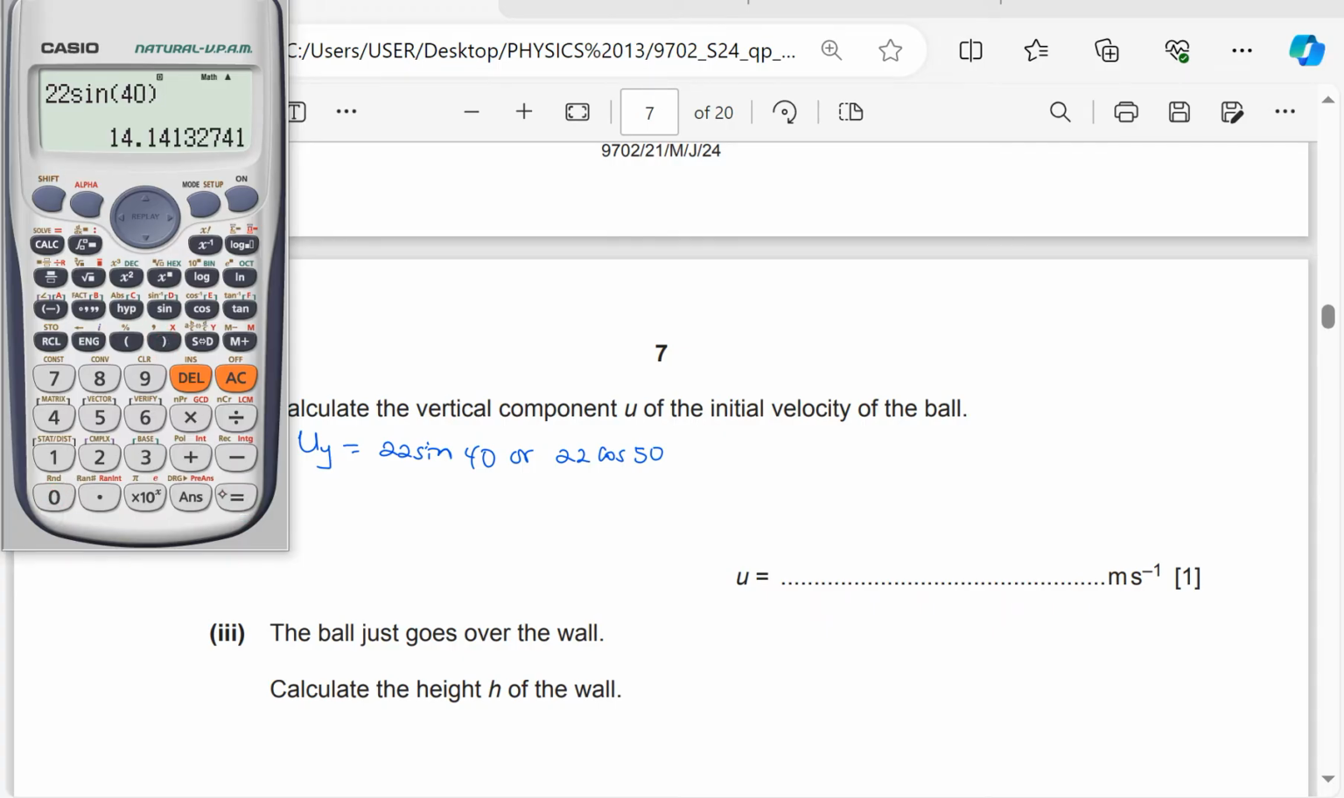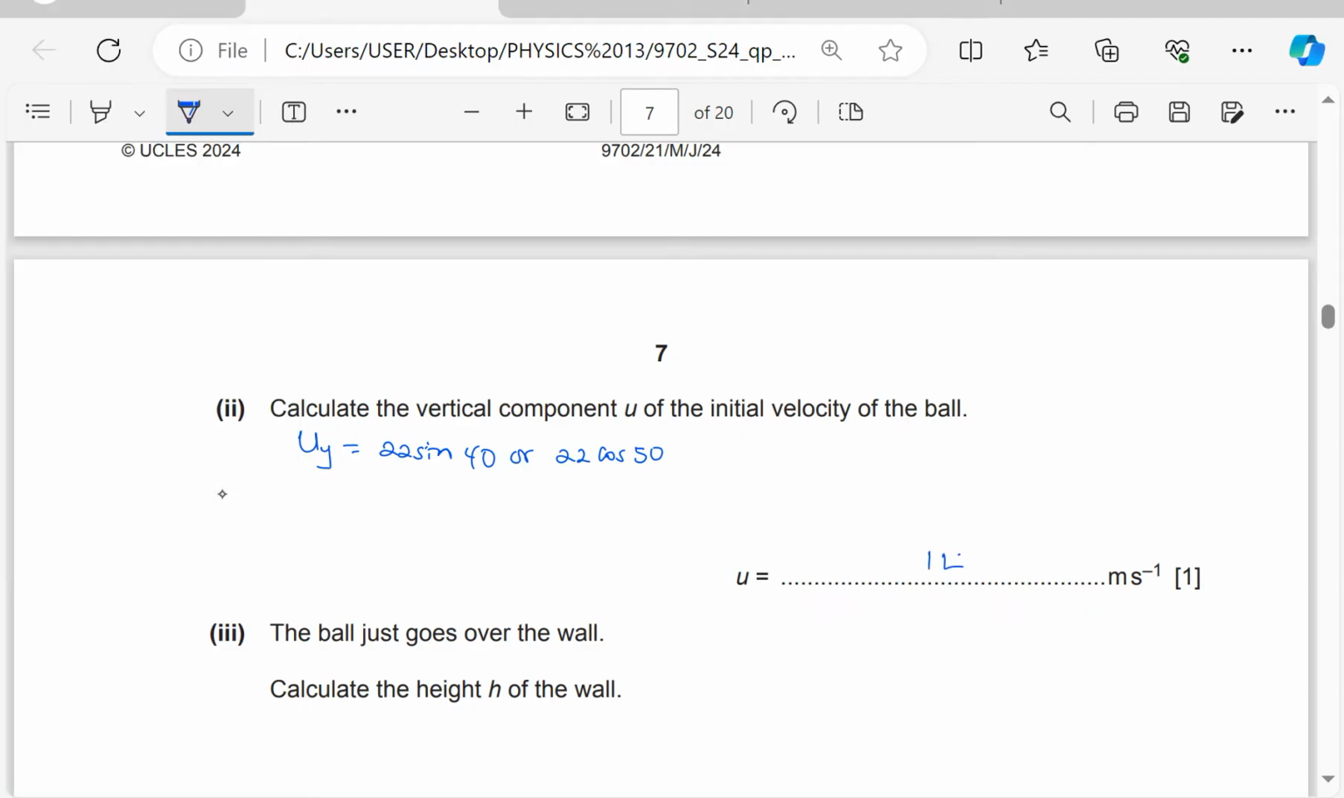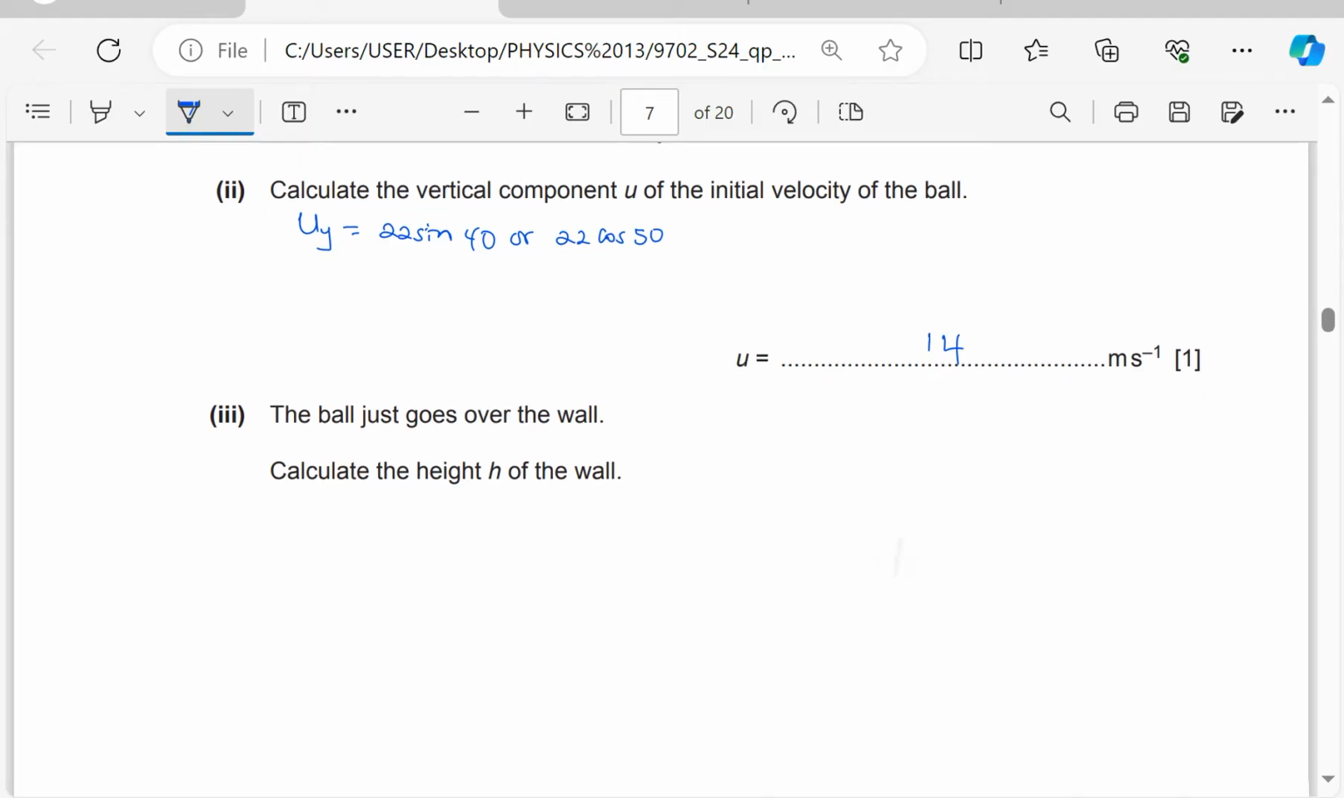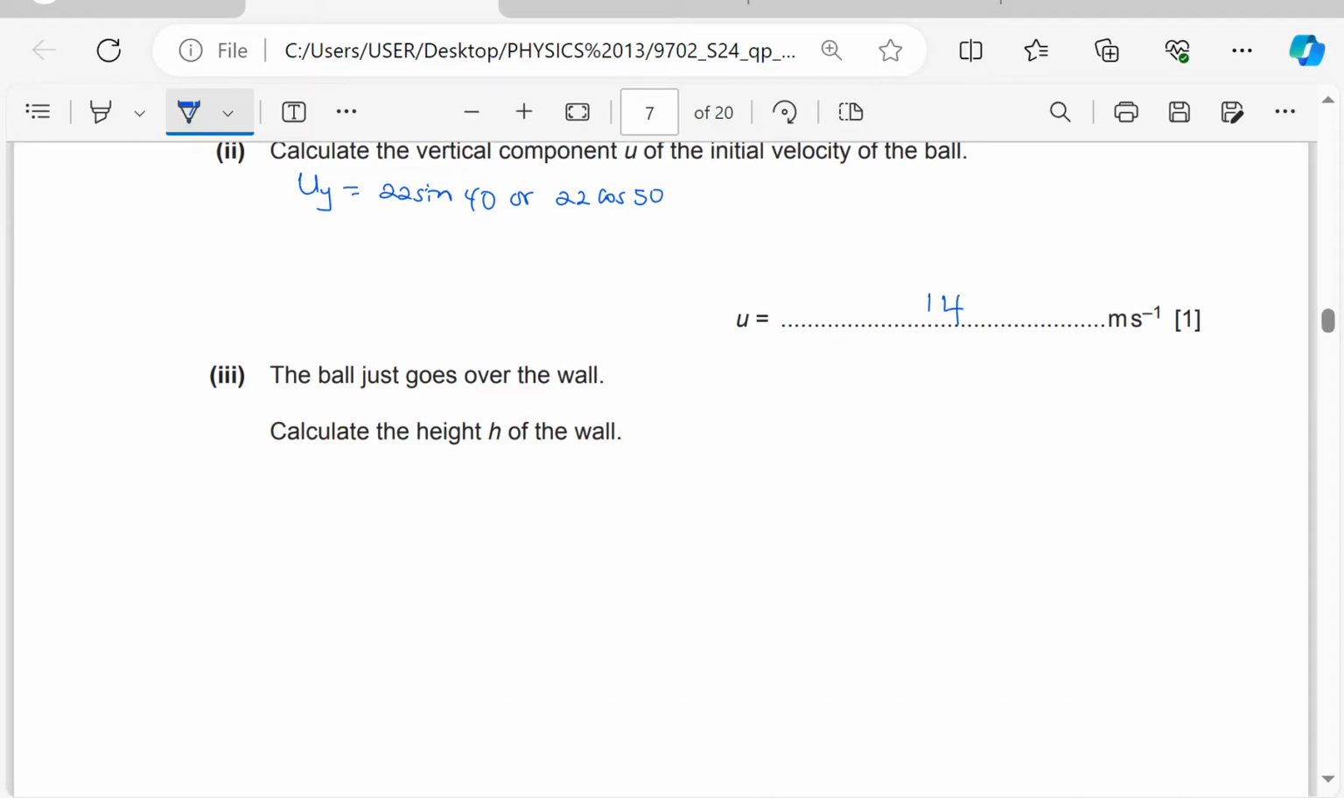That is 14. You can check with the cos, but I'm very sure it is the same thing. So this is going to be 14 meters per second. Since it is two significant figures, I don't need to worry about anything. The ball just goes over the wall. Calculate the height h of the wall.